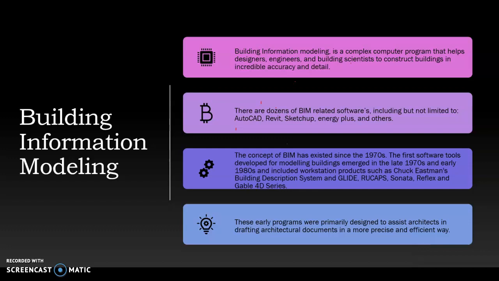The concept of BIM has been around for a while. It's existed since the 1970s. The first practical software were developed in the late 70s and early 1980s. Included things like workstation products, Chuck Eisman's building description system, Glide, RuCaps, Sonata, Reflex, and Gable 4D series. All of these were essentially to help architects with drafting in a more efficient and accurate way. I would say between 20 and 30 draftsmen could be replaced with one guy and a mouse. So it was very revolutionary at the time.